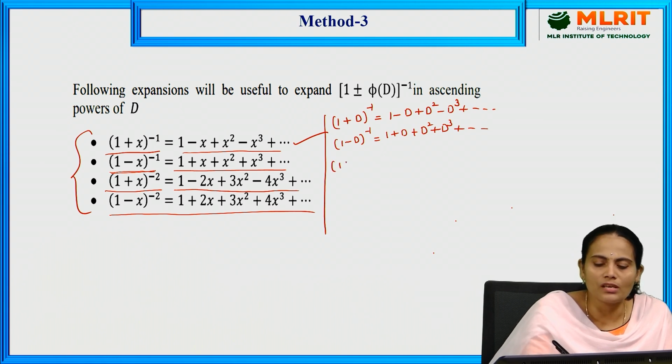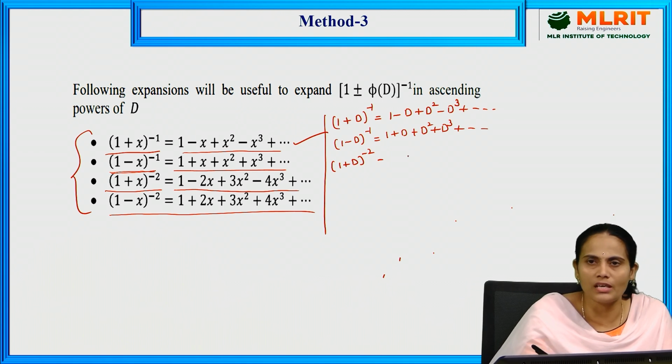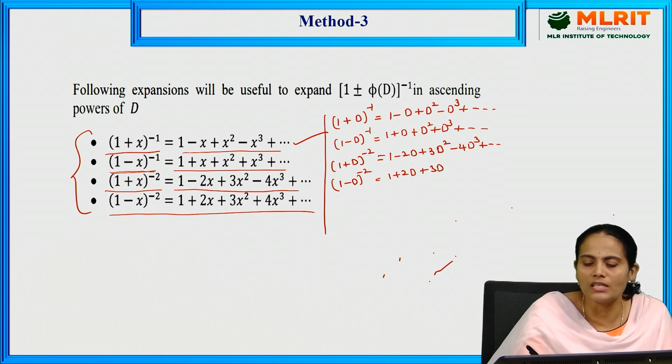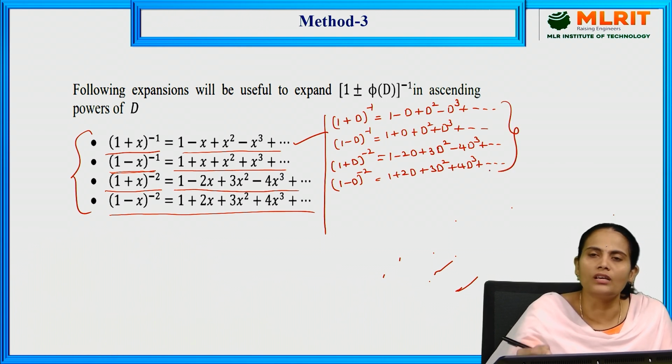The next is (1 plus D) whole power minus 2, the same expansions but I am writing in terms of D. So this expansion is 1 minus 2D plus 3D square minus 4D cube plus and so on. The next one is (1 minus D) whole power minus 2, which is an all positive series. It gives 1 plus 2D plus 3D square plus 4D cube plus and so on. So these are the expansions in terms of D.